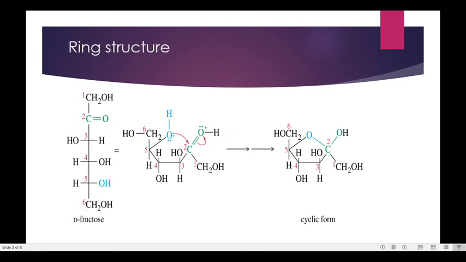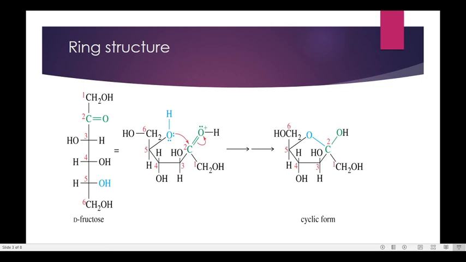Now the ring structure of fructose. So the ring structure of fructose follows a similar pattern as that of glucose, but with a few exceptions, since it has a ketone group, and the ring closure occurs at carbon 2. So here a 5-membered ring is formed. The OH group on carbon 5 is converted to the ether linkage to close the ring with carbon 2. So this makes a 5-membered ring with 4 carbon atoms and 1 oxygen atom.